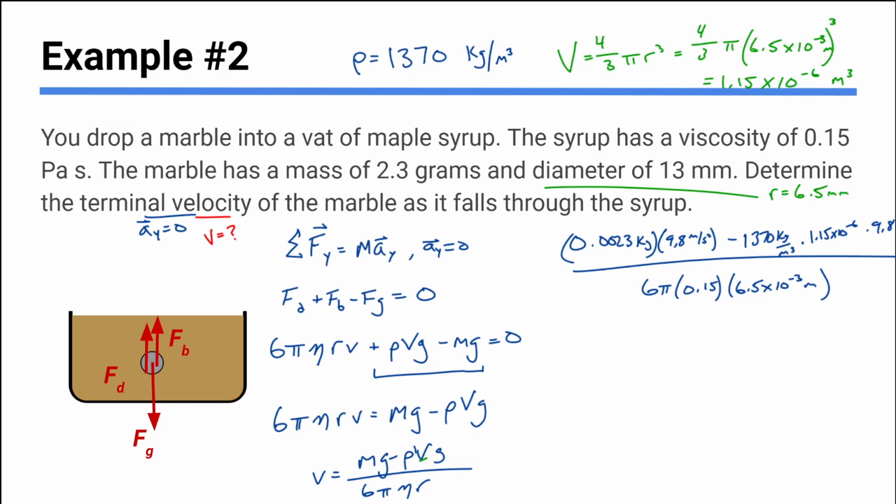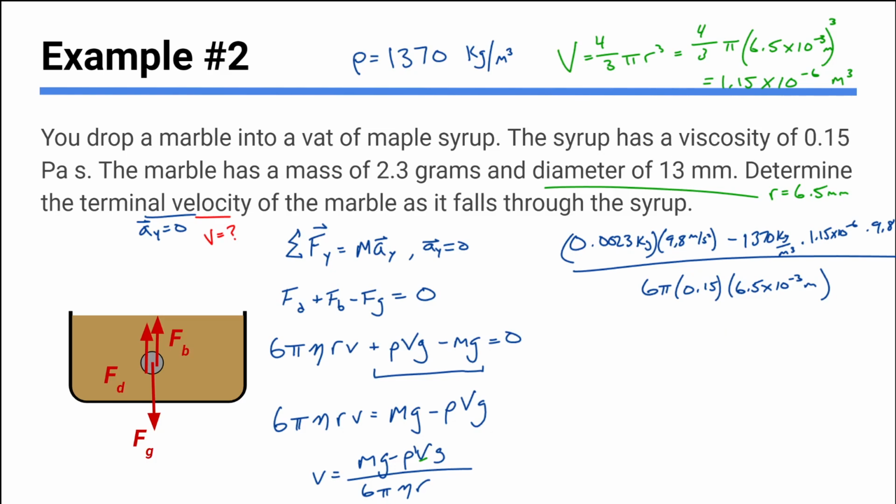For sure in a calculator, if you get an answer and then you divide by something, put parentheses. Because if you tell your calculator to divide by 6 times pi times 0.15 and so on, it's going to follow order of operations. It's going to do this division, and then it's going to multiply by this. You don't want that. You want it to divide by all of this together, so put parentheses.